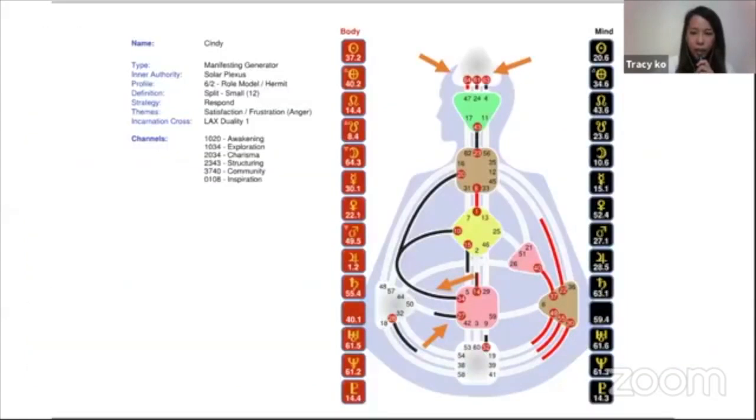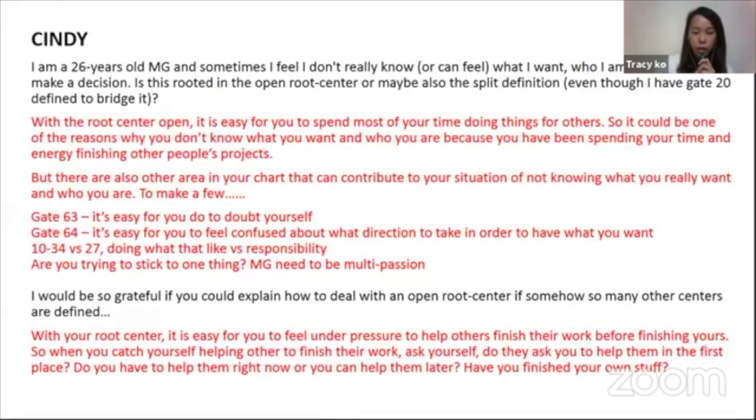The second indicator is the gate 64. Here, with the gate 64 in your moon, gate 64 is a gate about big pictures. It is also a gate that can bring confusion to a person's life. So if you have this gate in your chart, it is easy for you to feel confused about what directions to take in order to have what you want, because you have such a big picture in your mind that you want to bring into manifestation, and you're confused about what directions you need to take in order to bring your dreams, what you want, into reality.